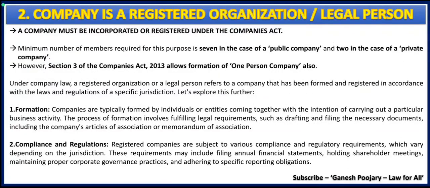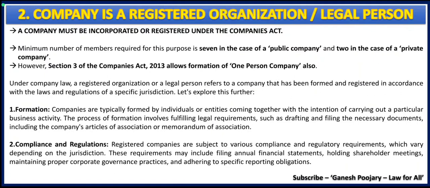The second nature and characteristic that we are covering here is: company is a registered organization or a legal person. Where does company get such status? The answer is simple. Company comes to life by getting registered under Companies Act, and Companies Act defines all the legalities to get registered. For example, as of now, in the year 2023, to register a public company, minimum 7 members are required, and to form a private company, minimum 2 members are required. However, there is a provision for one person company or OPC, which we shall discuss in detail while discussing Section 3 of Companies Act.